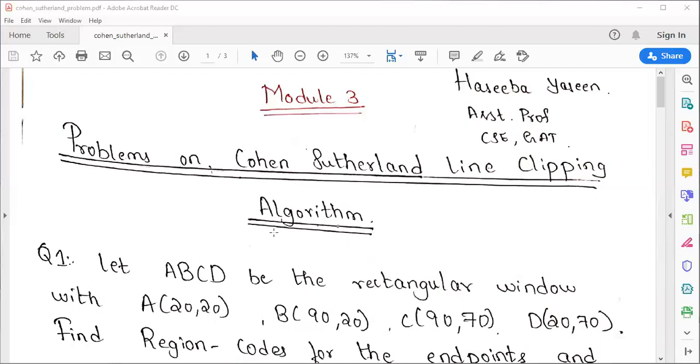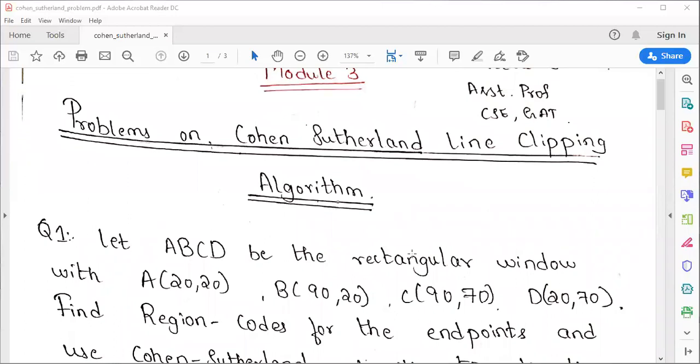So first go through the video session on the explanation about Cohen-Sutherland line clipping algorithm, right? Then you will easily be able to understand the problem.